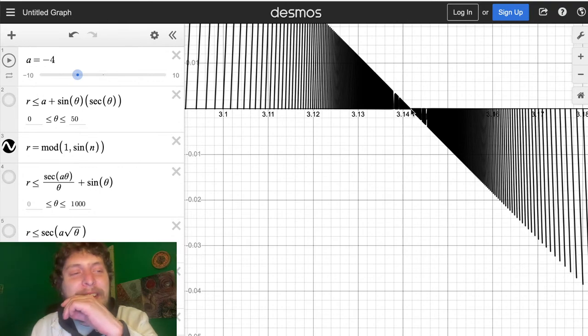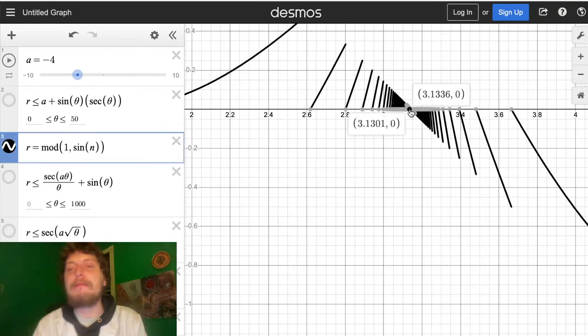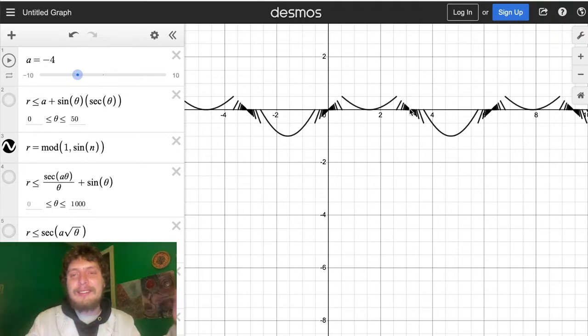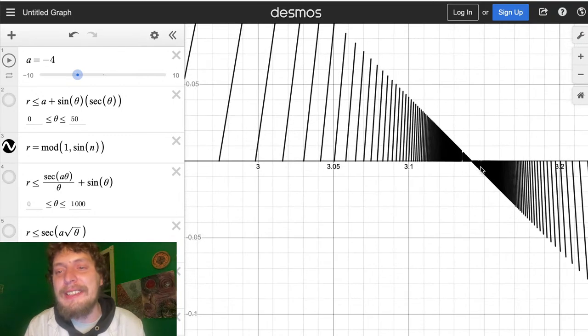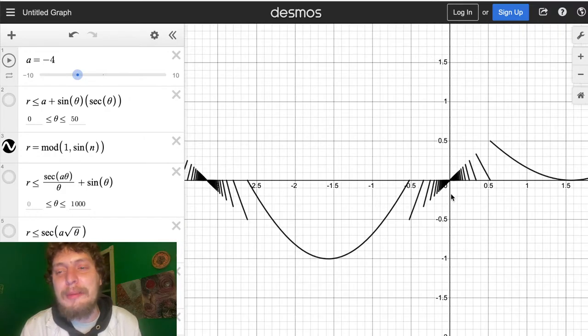3.14 something? Ring any bells? Yeah, it's hitting at multiples of pi, whenever it's touching the glitchy infinite. It's both when it's touching the axis and when it's getting infinitely dense. A singularity occurs every pi.